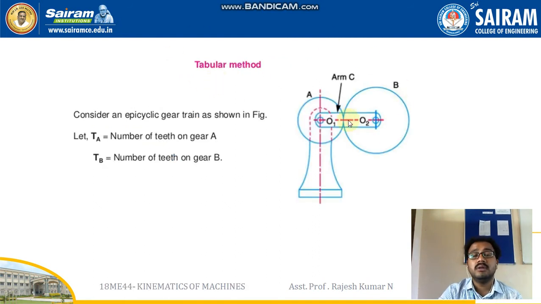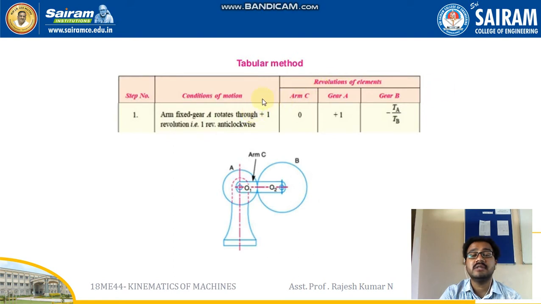First, let me consider the same example for all the epicyclic gear train tabular methods, so that it will be easy for me to remember. Consider an epicyclic gear train, that is gear A, gear B and arm C. Let TA be the number of teeth on gear A and TB be the number of teeth on gear B. Now, in the tabular method, this is the common thing I need to always keep. Always I need to put the arm first. In the first column, I need to write the arm, and the second one will be the gear the arm is first connected with. You can see the arm is first connected with gear A, and the next one is gear B.